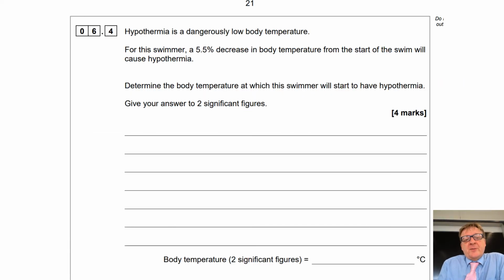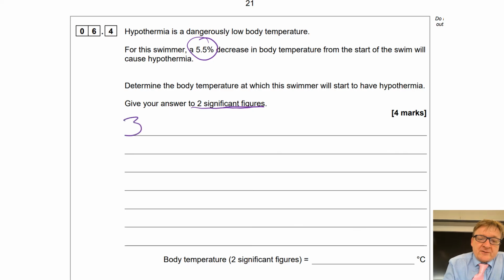6.4. Hypothermia is a dangerously low body temperature. Okay, for this swimmer, a 5.5% decrease in body temperature from the start of the swim will cause hypothermia. Determine the body temperature at which this swimmer will start to have hypothermia. Give your answer to 2 significant figures. Okay, let's see where the 4 marks is coming from here.